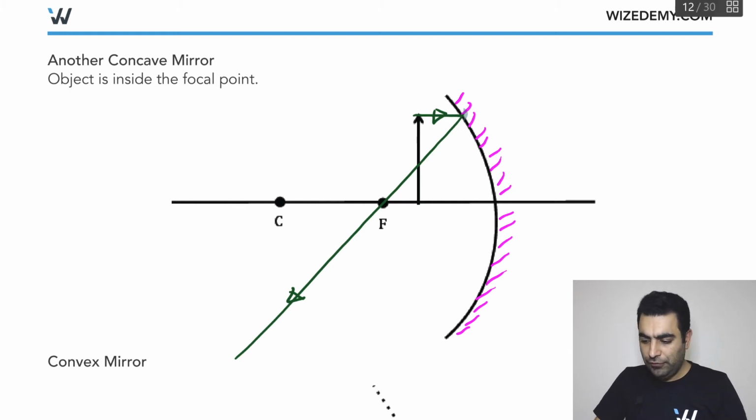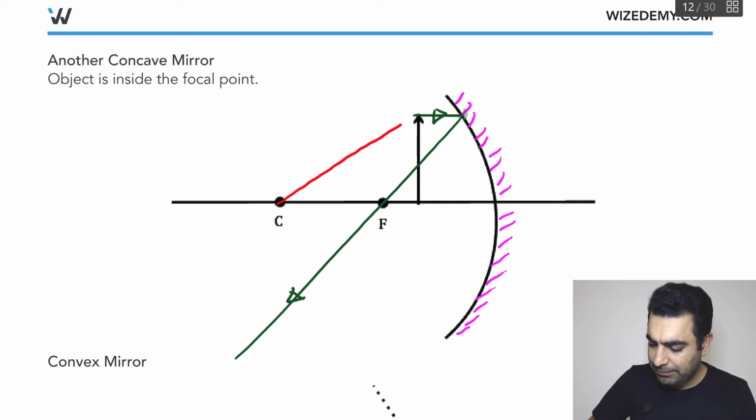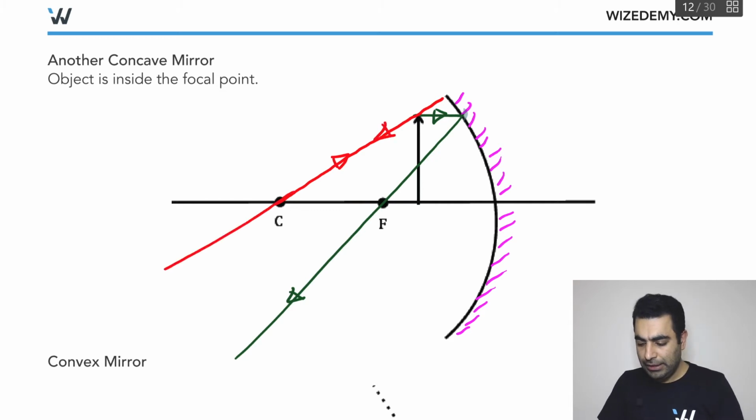That's the first one. For example, let's consider the other ray to pass through the center. We said that if I have a ray which passes through the center and passes through the tip of the object like this, it's going to reflect back over itself. So it's going to reflect back in the same direction. Now, as you can see, after reflection, these two rays are going to diverge.